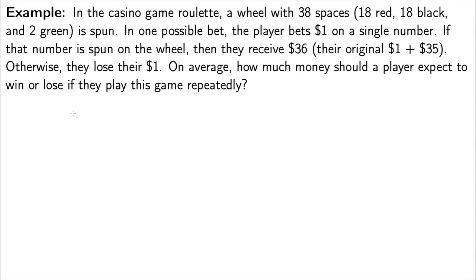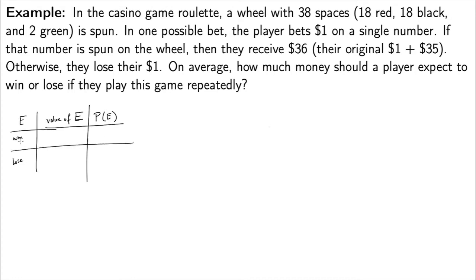So here's what we do. We write out our events, and not just the events, we specifically will talk about the value of the events. And then next to that, we're going to do the probability of the event. So in the game of roulette, there are really two things that can happen. The player can either win or they can lose. And then we can talk about the values.